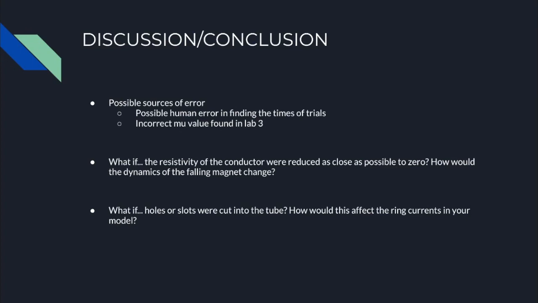And then the last question: what if holes or slots were cut into the tube? How would this affect the ring currents in your model? This would lower the number of rings, so the current would be less, and it would fall faster, so the time would decrease.